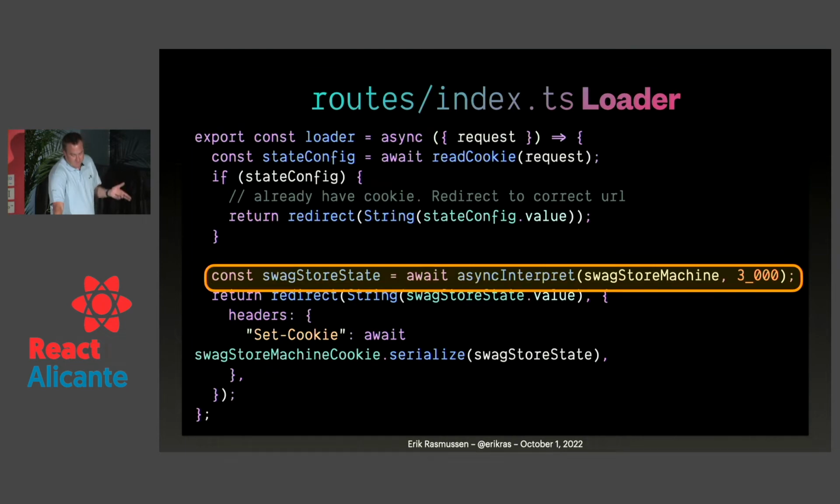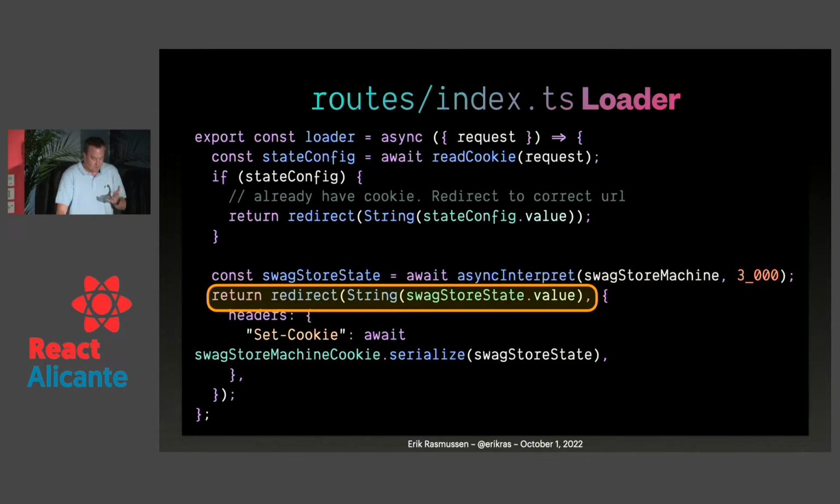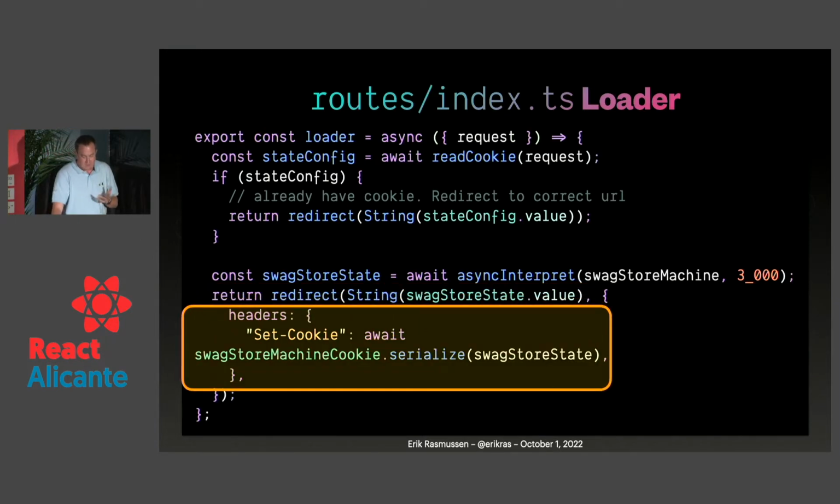And if you're not, then we're going to boot up a fresh version of our machine, calling the swag store machine, and we're going to give it that 3 seconds timeout, and that's going to do whatever initialization it needs to do until it gets to a pause state, which means this is going to resolve. And then we're going to redirect you to whatever state that machine thinks it's supposed to be in. And of course, we serialize the machine to the cookie.